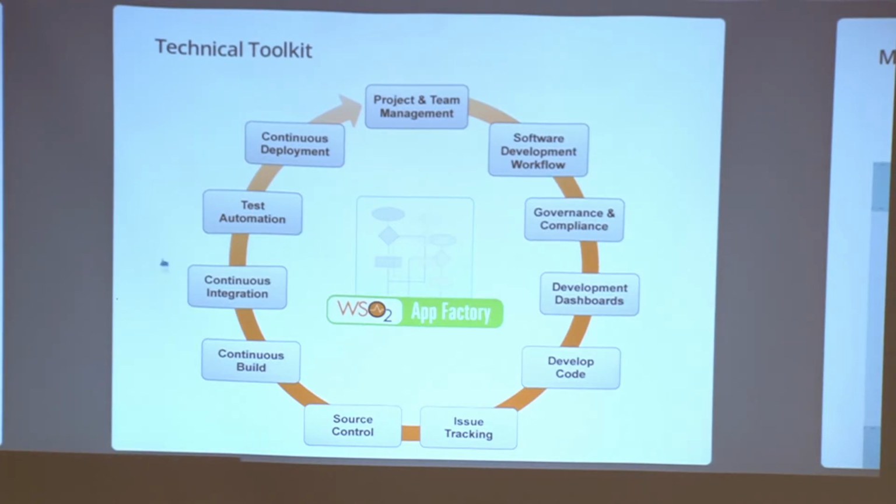So the technical toolkit, it's actually a continuous integration process, so to speak, but the short version is apparently we have the project and team management for the work. We have software development workflow. Then we have other sub-projects. We do code development. We have issue tracking. That's totally mandatory. We use a source control system. You just have to use a source control system. Stop coding if you don't use a source control system. That's it. So once you use a source control system, you have code development, issue tracking.